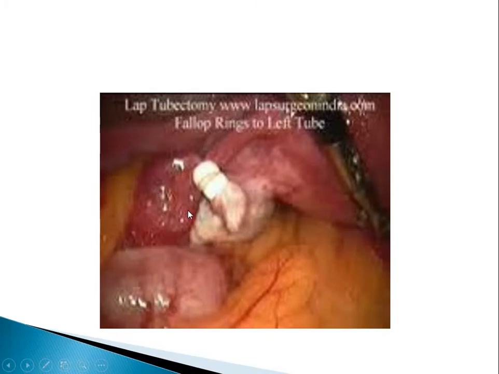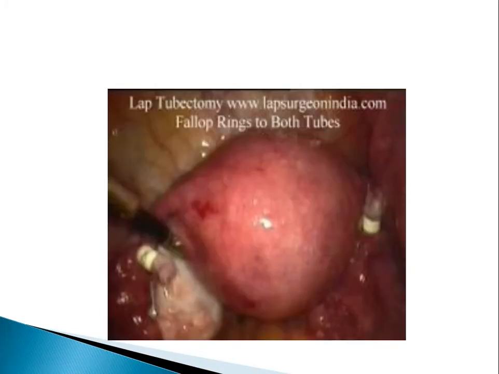This is the fimbrial end of the fallopian tube. This is just a bowel. This is omentum. You can see the yellow one. And this white one behind is the ovary. So this is the left fallopian tube and the left sterilization. In this picture you can see both the fallopian tubes have been ligated.